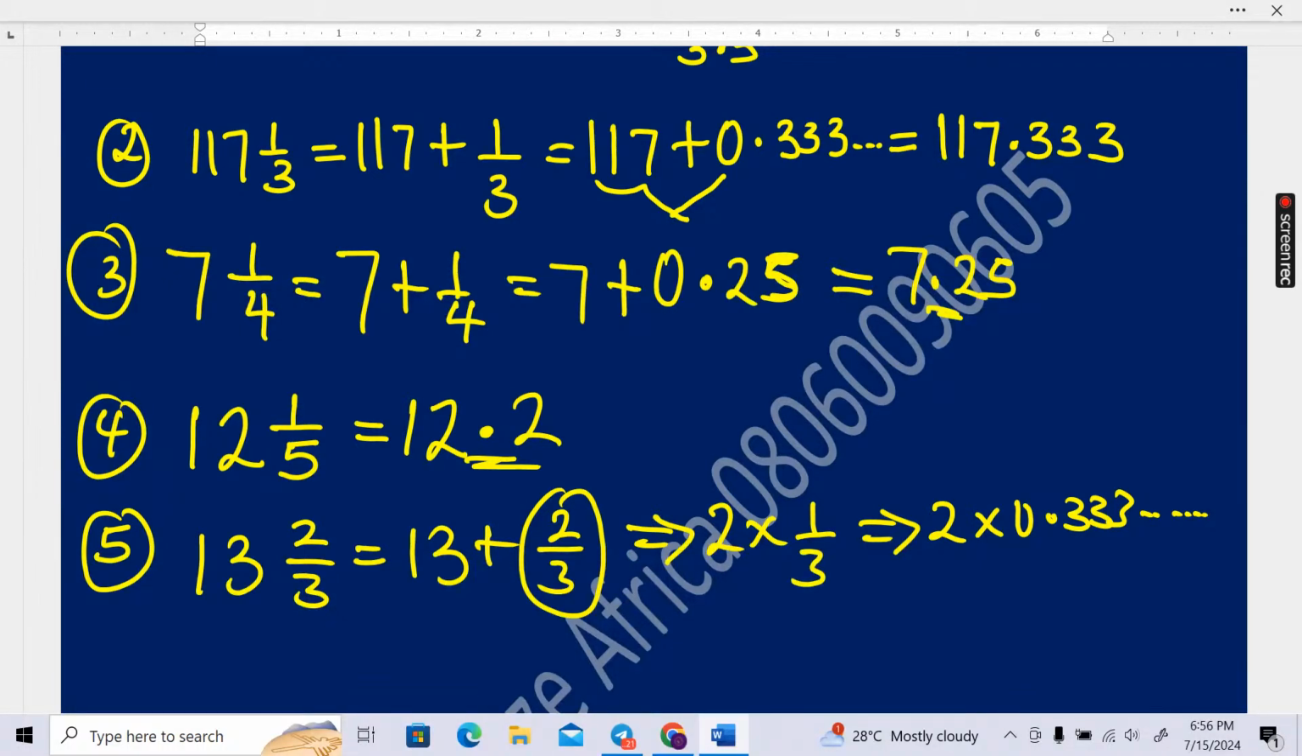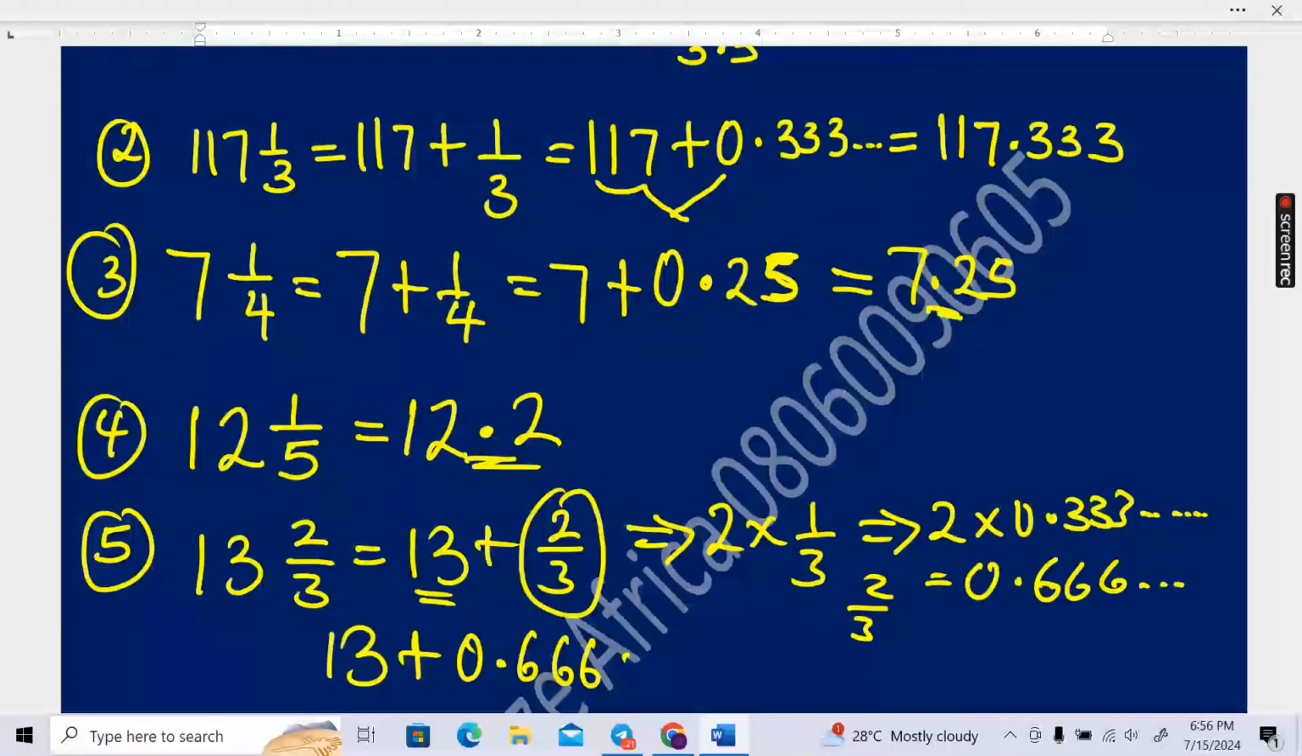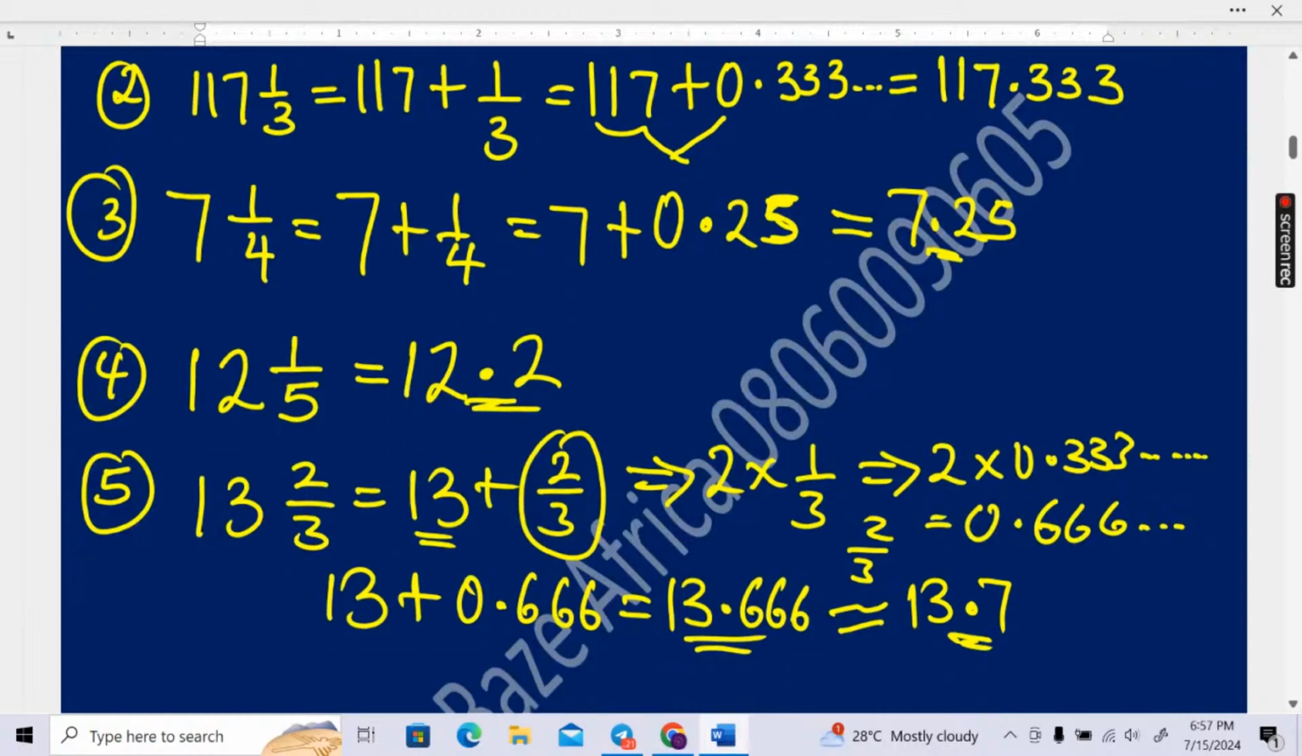That's your doubling 1/3. Okay? So that will be 2 times 0.333, that's equal to 0.666. So that would be 13. Don't forget we are already dealing with 13 whole number here. 13 plus, so 2 over 3 is now 0.666. So that will be 13 plus 0.666, which is equal to 13.666 up to infinity. You can approximate and make it 13.7. That's to one decimal place.